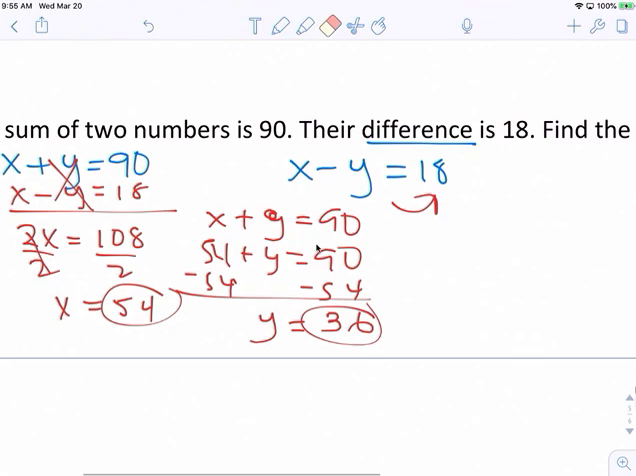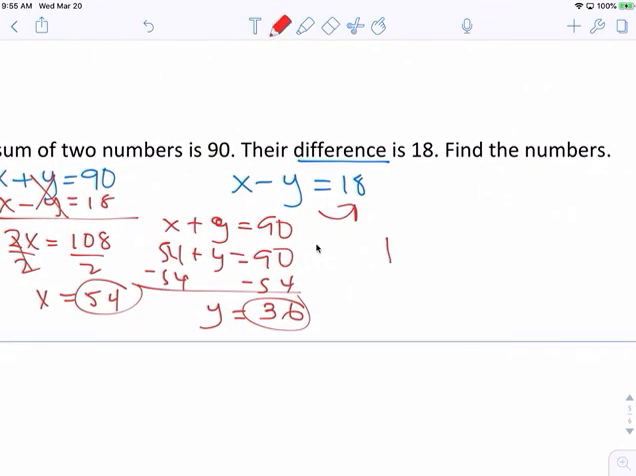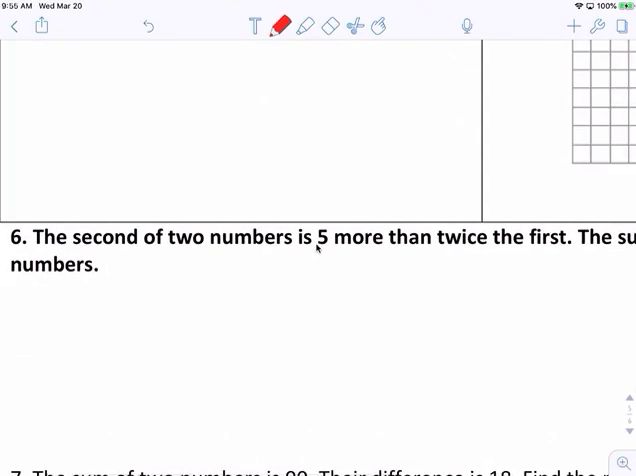So find the numbers. The numbers are, incomplete sentence, guys, 54 and 36. Okay?